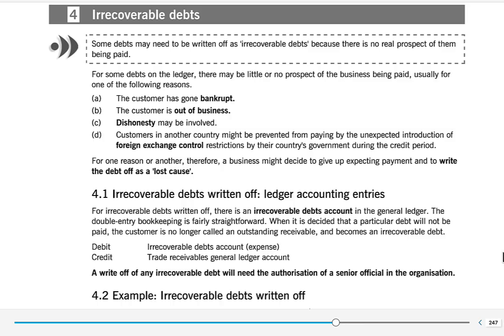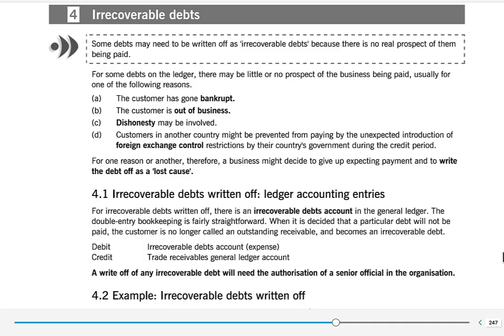Class. Now we are in lesson 4 of this chapter, irrecoverable debts. This lesson answers one very practical question. When a customer does not pay, and we genuinely believe there is no real prospect of collecting the money, how do we record that properly in the accounts? Lesson 4 is short in the book, but in real life it is a big topic because it affects profit, trade receivables, credit control decisions, and sometimes sales tax.